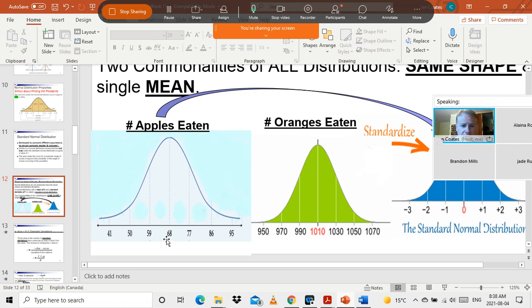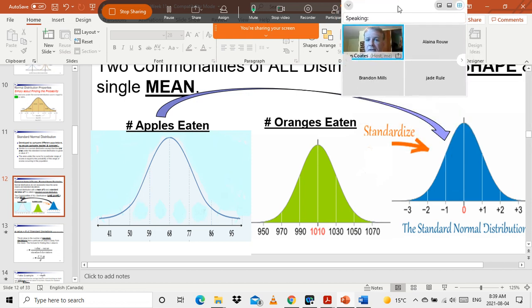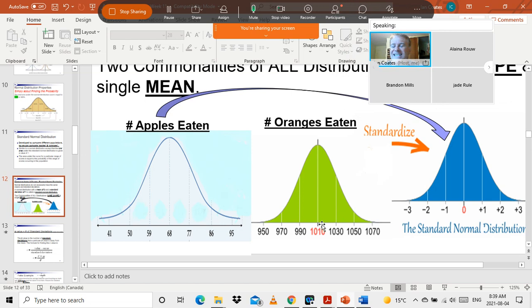Well, over here, my mean for apples is 68 with a standard deviation of 9. Whoa, different stuff. How can I compare apples and oranges, man? The means are different. The standard deviations are different. Well, you know what we do? We can standardize this, okay, by using what's called a Z-score. And what we can do now, because right now, as it stands, I can't compare. I can't do it. Different means, different standard deviations, eh?